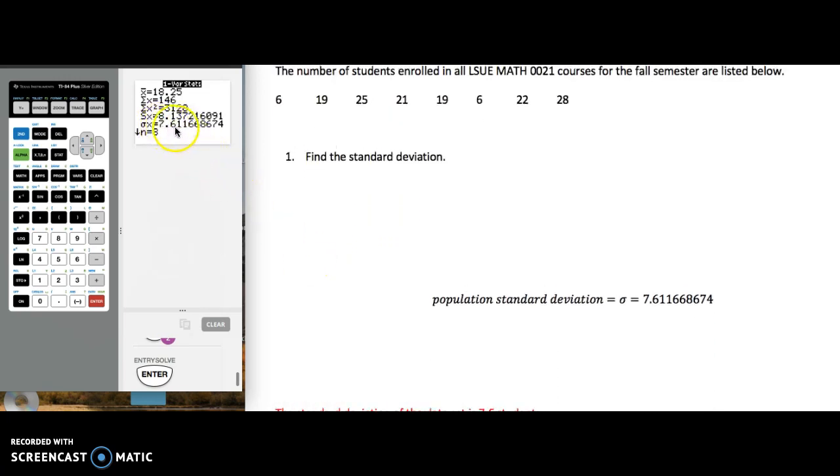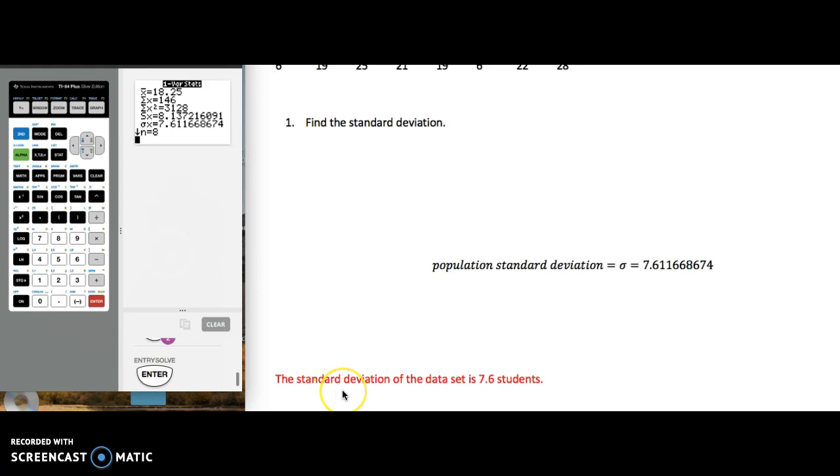is 7.611668674 and so on. But of course you round one place past the data, so that's to one decimal place. So the standard deviation of the data set is 7.6 students.